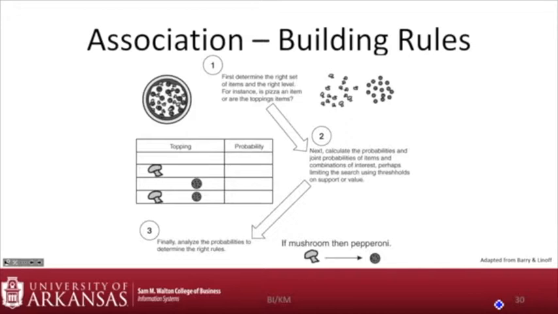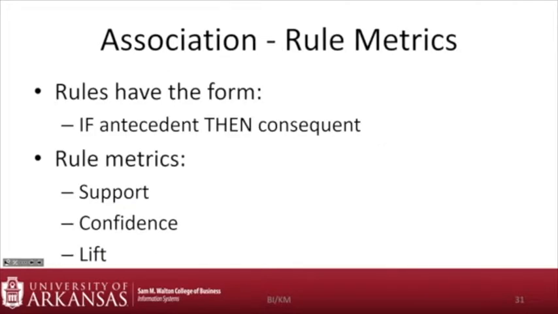I have some smiles and I have some frowns. And then we'll look at the probabilities, and that's going to help us decide what our rules are going to be. So again, how are we going to decide if our rules are good or not? Should we use them? Should we not? Again, we've got this if-then. We have support, confidence, and lift. We talked about all three of these in relation to other data mining techniques.